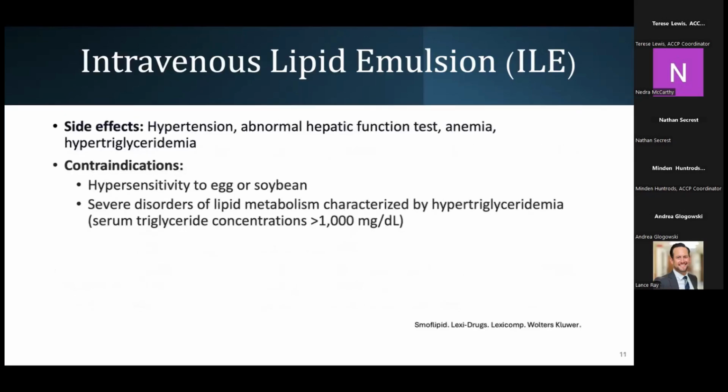Some side effects that one can expect with the use of intravenous lipid emulsion: you can have hypertension, you can have abnormal hepatic function tests. In some instances, patients may develop anemia and also high triglyceride levels. Intravenous lipid emulsion is contraindicated in patients if they have hypersensitivity to egg or soybean, or if they have severe disorders of lipid metabolism, which is characterized by a triglyceride level of greater than 100 milligrams per deciliter. In the event that a patient has a triglyceride level of 400 or more, intravenous lipids can be used, but the dose and rate would have to be modified.